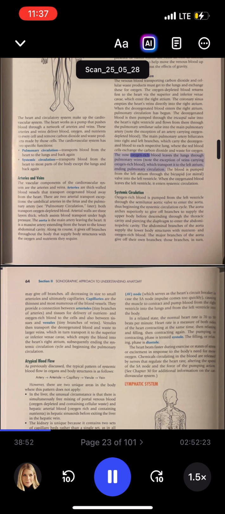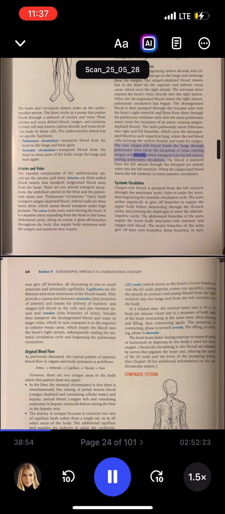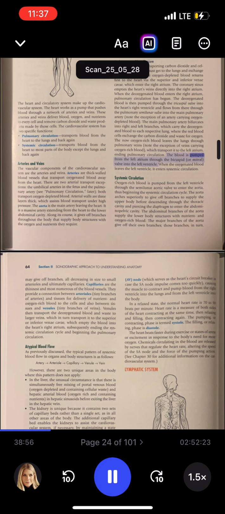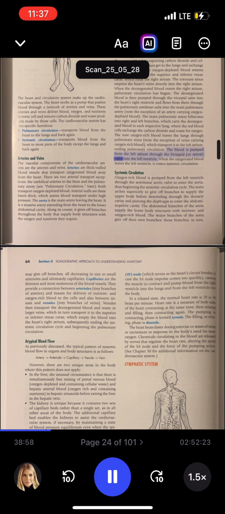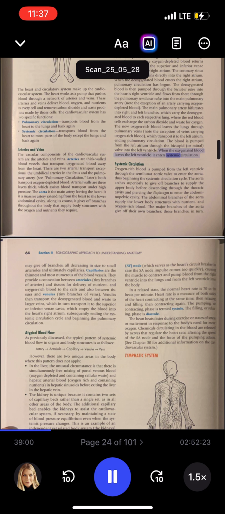The now oxygen-rich blood leaves the lungs through pulmonary veins. Note the exception of veins carrying oxygen-rich blood, which transport it to the left atrium, ending pulmonary circulation. The blood is pumped from the left atrium through the bicuspid or mitral valve into the left ventricle. When the oxygenated blood leaves the left ventricle, it enters systemic circulation.